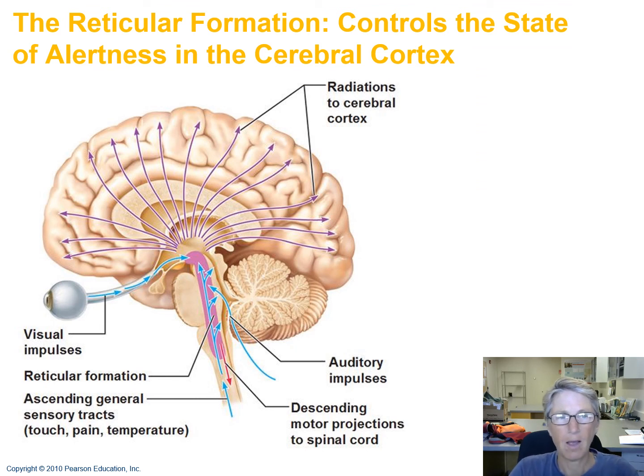And then I think this is the last one. This is the reticular formation, which controls the state of alertness in the cerebral cortex. So the reticular formation, you can see, is kind of throughout the whole brain. If you are alert, you can thank your reticular formation for sending action potentials and information to the whole brain to stay alert.